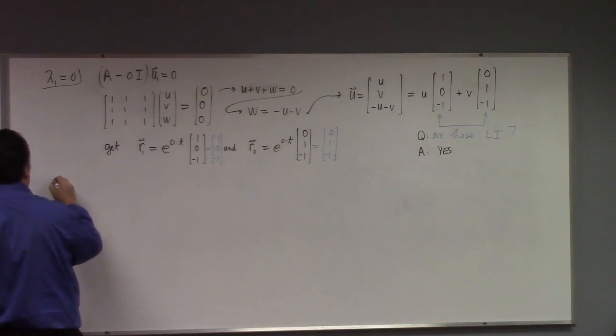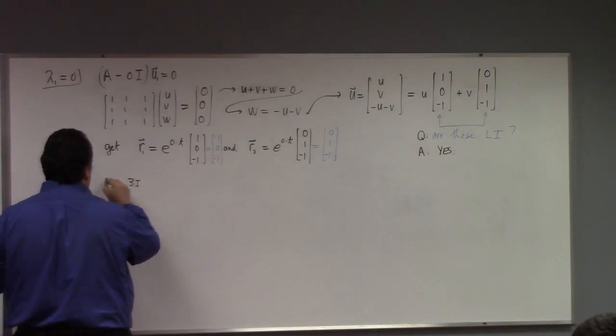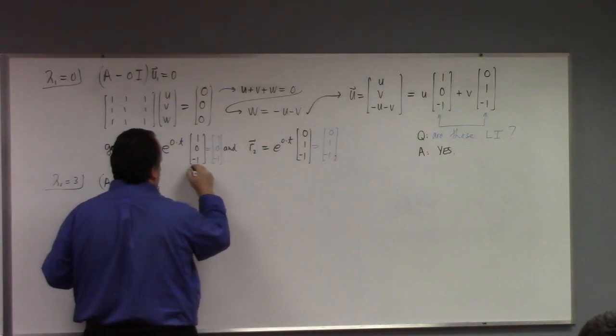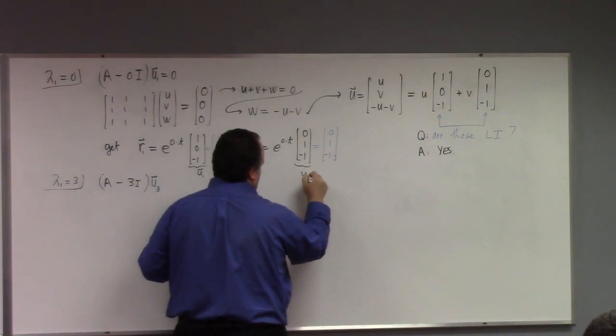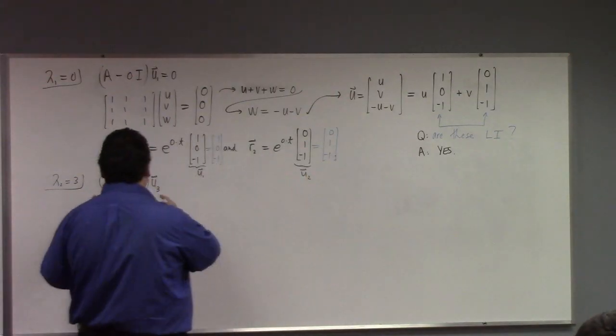Now lambda equals 3. That should be different. So we got A minus 3I times u2. Let's say, I guess I should say u3, because I want to think of this as my u1 and this one as my u2, if I'm numbering them. Anyway, so I'm looking for u3.